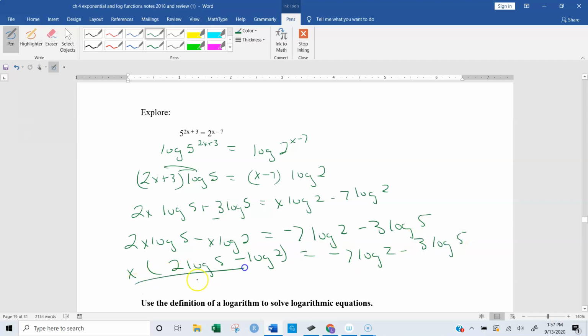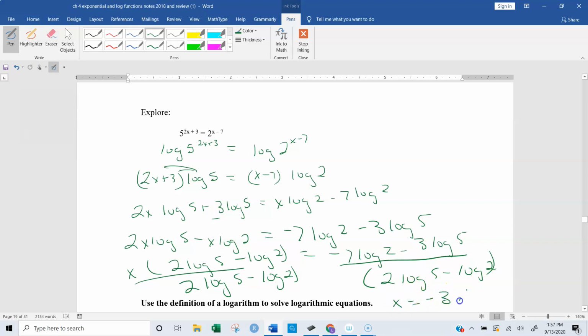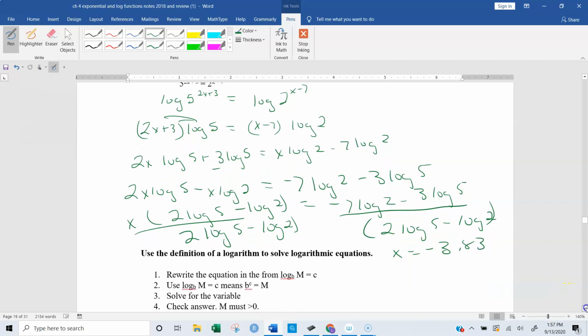Now divide by your parentheses, 2 log 5 minus the log of 2. Type that all into your calculator, and I got x equals a negative 3.83. Hopefully we agreed, since I did that pretty late at night, actually.